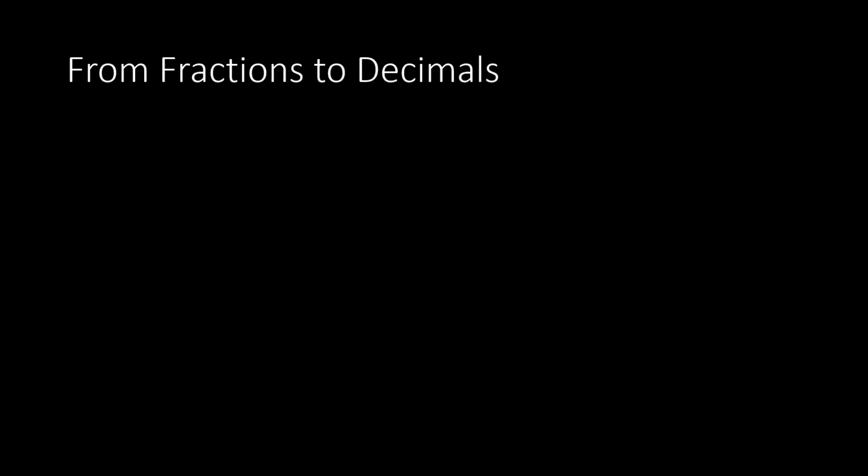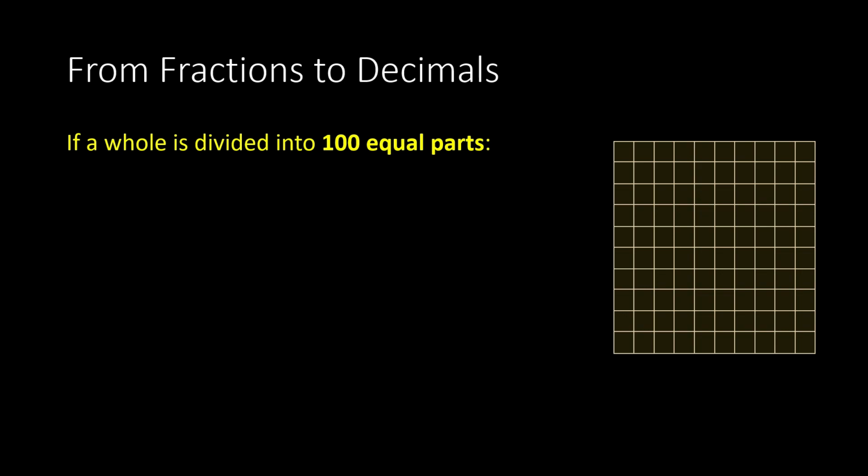We can divide a whole into even smaller parts. When it is divided into 100 equal parts, each part is 1/100th. So let's take this example of a grid. This is a 10 by 10 grid. So we have 100 squares in this grid. 1/100ths is written as 0.01, and it's represented by one shaded part out of the 100 squares.